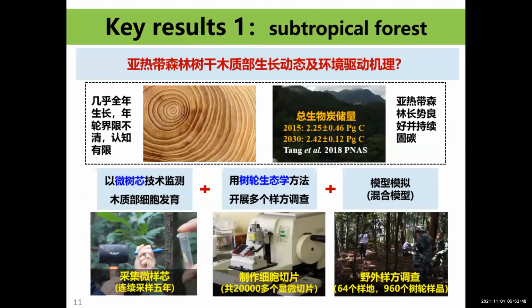Based on the previous data and fieldwork, the key results I would like to show everyone here are in subtropical forest, in subtropical China. We have conducted a lot of fieldwork based on dendroecology and a macro sampling approach. And our scientific question is to understand how forests in subtropical China respond to climate warming and its mechanism behind.